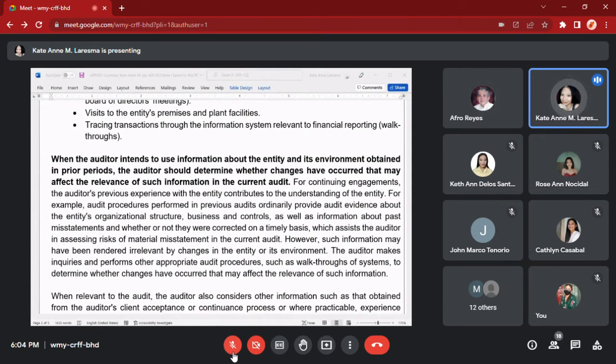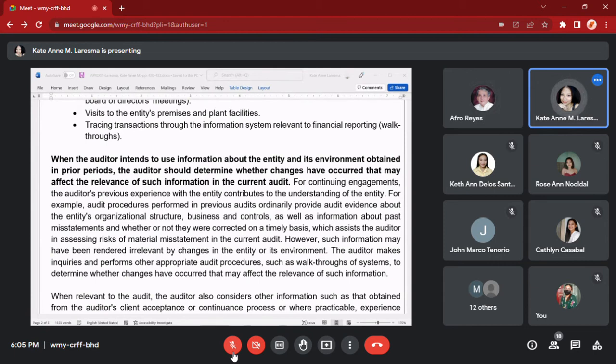Sabi sa halimbawa dito, ang mga audit procedures na isinasagawa sa mga nakaraang audit ay karaniwang nagbibigay daw ng audit evidence tungkol sa istruktura ng organization, sa mga control, pati na rin ang information tungkol sa mga nakaraang misstatements at kung ang mga ito ba ay naitatama o hindi on a timely basis, na siya namang tumutulong sa auditor sa pagtatasa para sa kasalukuyang audit. Di ba, mahalaga ang past records sa analytical procedures. Para naman sa entity, napakahalaga ng audit kasi walang papansin sa entity kung hindi audited ang financial statements nila.